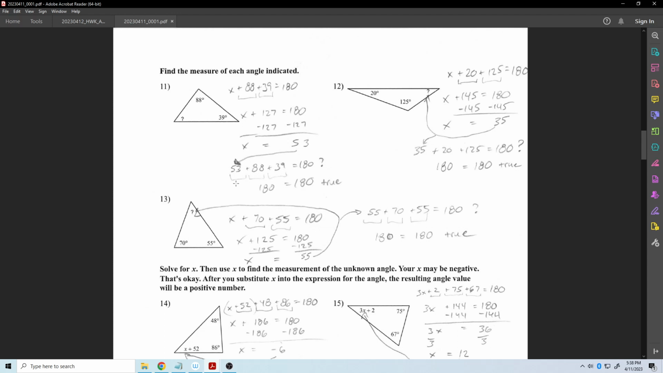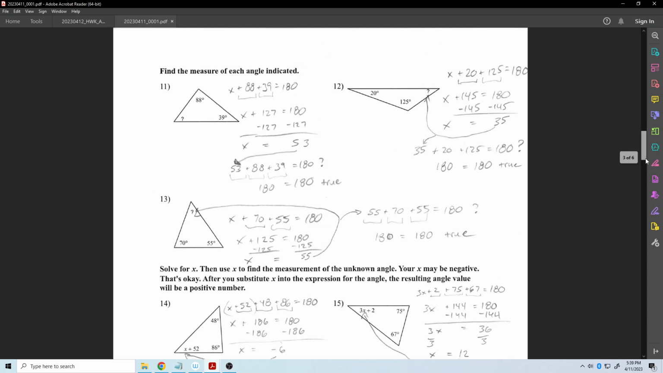If I replace this original x, this original question mark, with what I got, 53, and then I still have my 88 and my 39, so 53 plus 88 plus 39, is that 180? Well, you do the math on this, you add them all up, you will find out that they indeed do equal 180. Number 12 and 13 are the same exact steps, the same exact way of going about it.